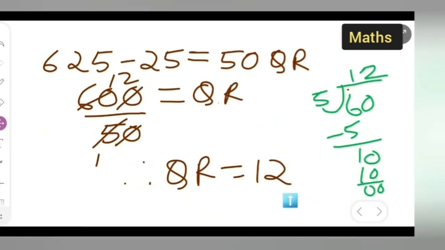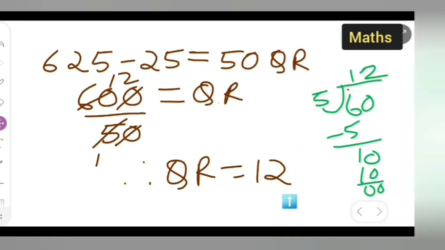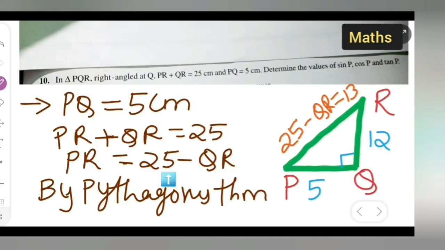Next, let us move towards PR. Here what I have taken is PR is equal to 25 minus QR, right? So take that down. Let me use a fresh page and write down PR is equal to 25 minus QR, because from this step I have taken it here.